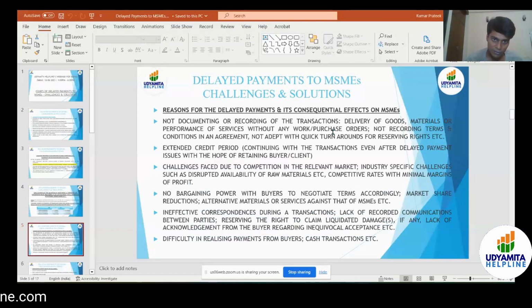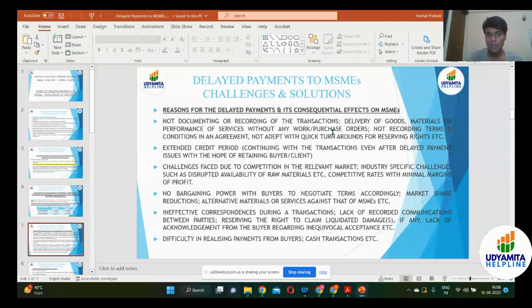So the first is not documenting or recording the transactions. As I've stated, without any agreement or any written record of terms and conditions or how the transaction should go, many enterprises enter into transactions with other parties, and they start manufacturing or start supplying the goods, or start giving services to the other party without any work order, purchase order, or any contract for that matter.